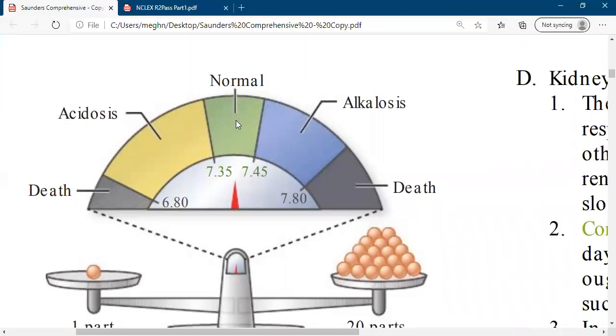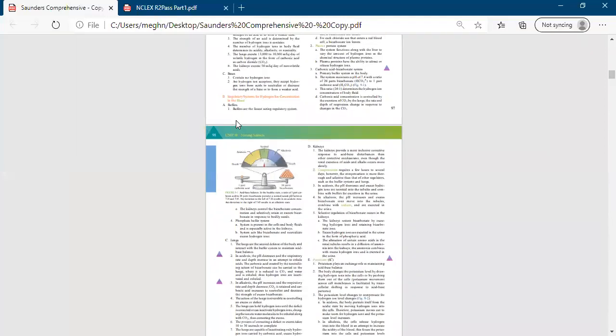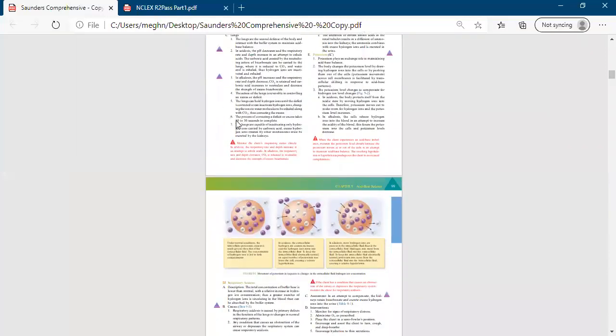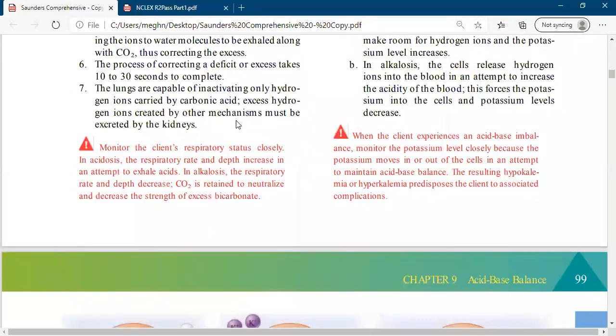All right. If the environment is too acidic, our body tissue will die. If our environment is too alkaline, the body will die. So making a balance is very important. And who makes the balance? Buffer. Buffer is the substance that can make the balance in the body.